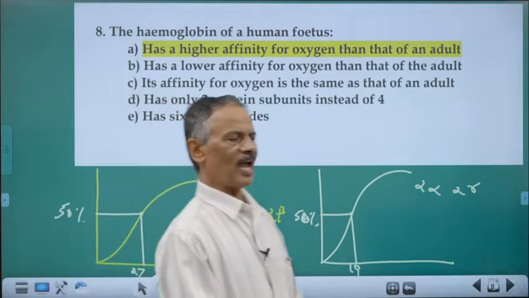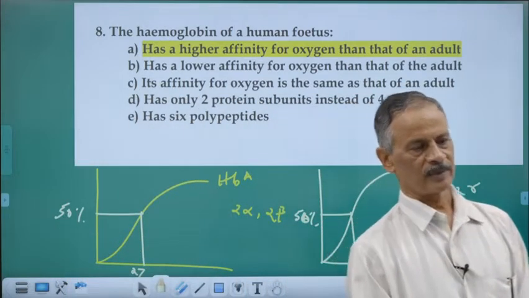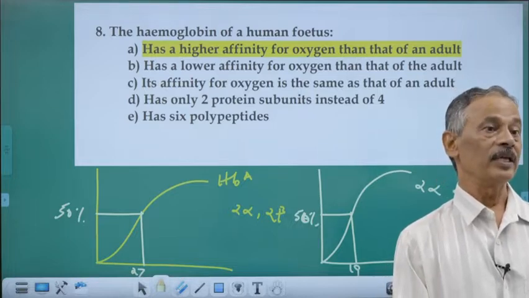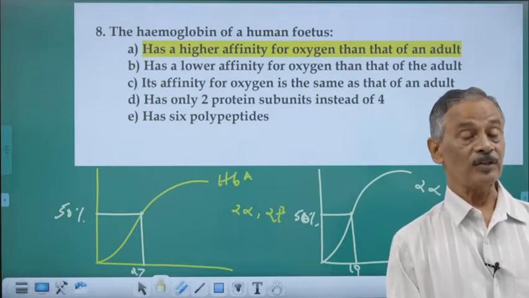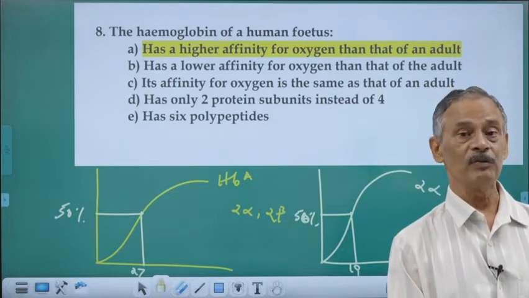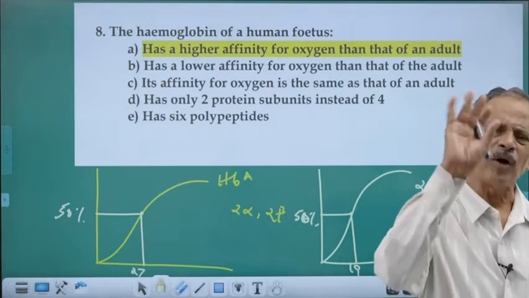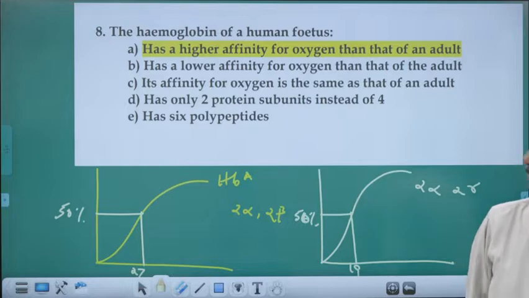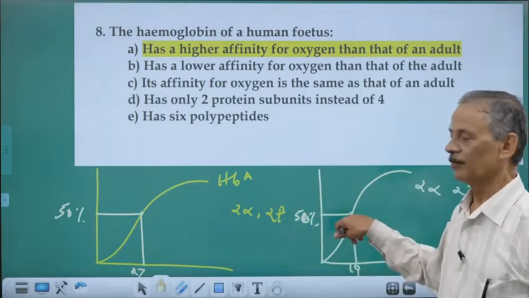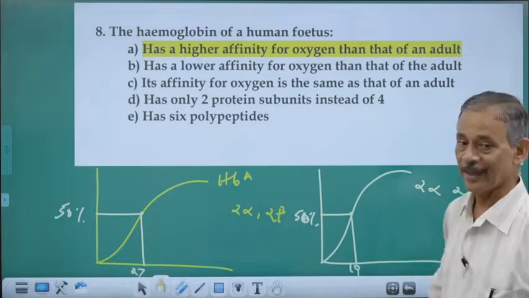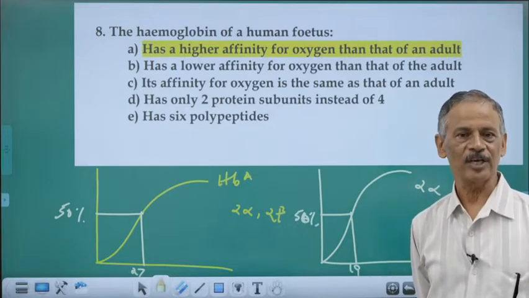So there's a gradual change. As a fetus develops into an adult, the percentage of fetal hemoglobin decreases. Even in a fully developed adult individual, we will have 5% of our hemoglobin of HbF category, hemoglobin F. So this has more affinity. It has a higher affinity for oxygen than that of an adult. Is that clear?